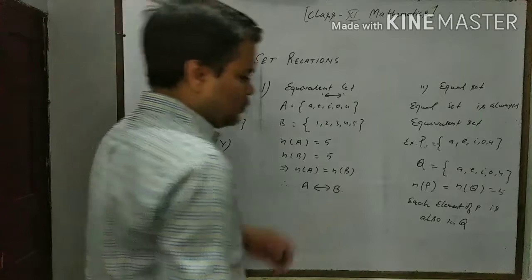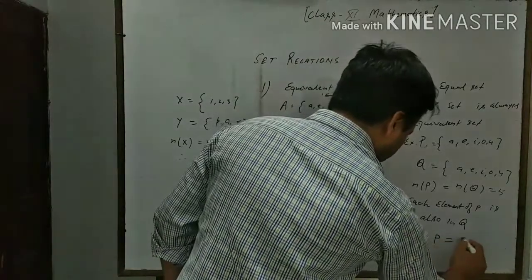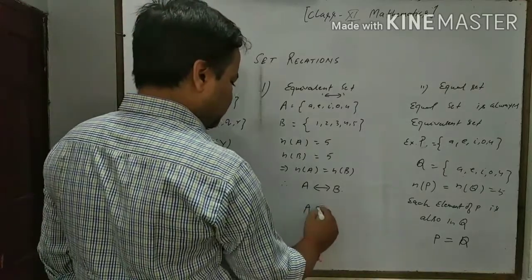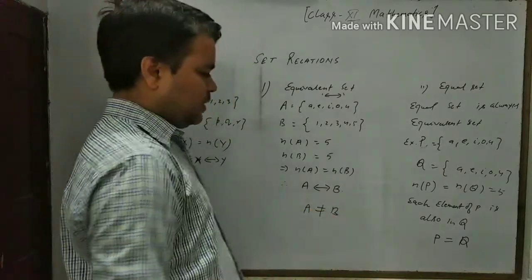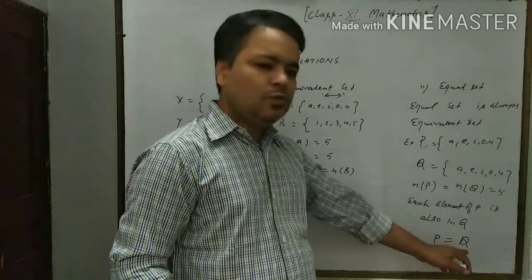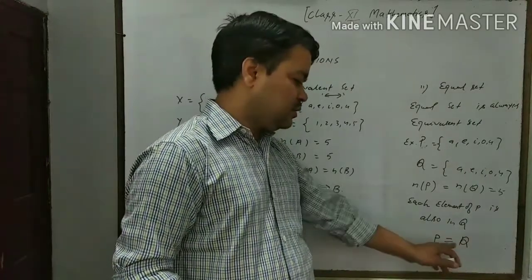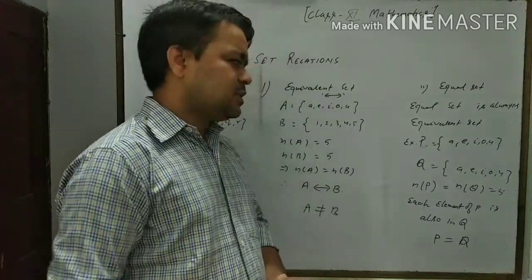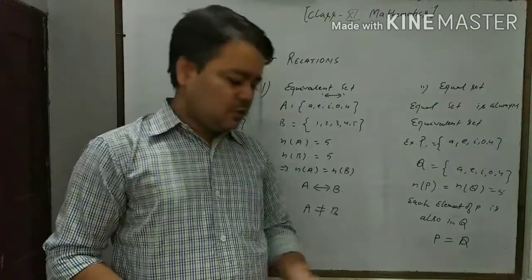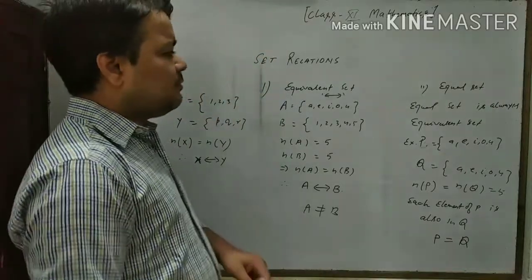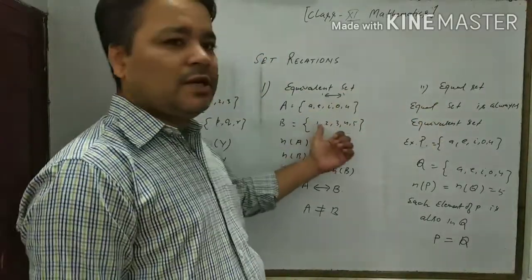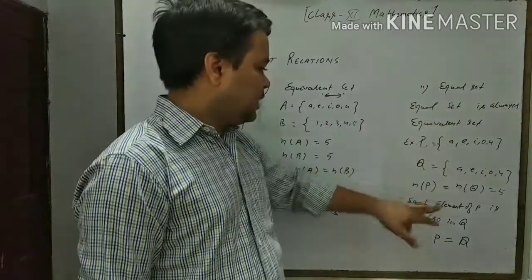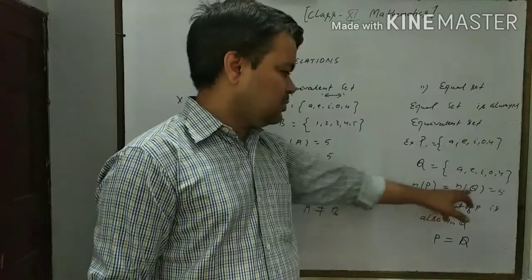Therefore, we can say set P is equal to set Q. Here, set A is not equal to B, but we can say set P is equal to Q. It means if two sets are equal, then 100% they will be equivalent. So here we can make a conclusion that every equal set is an equivalent set, but the converse is not true. Every equal set will be an equivalent set because the cardinal numbers of both sets are equal.